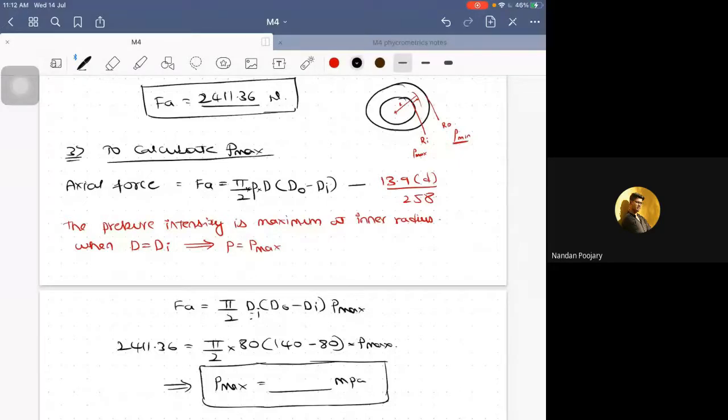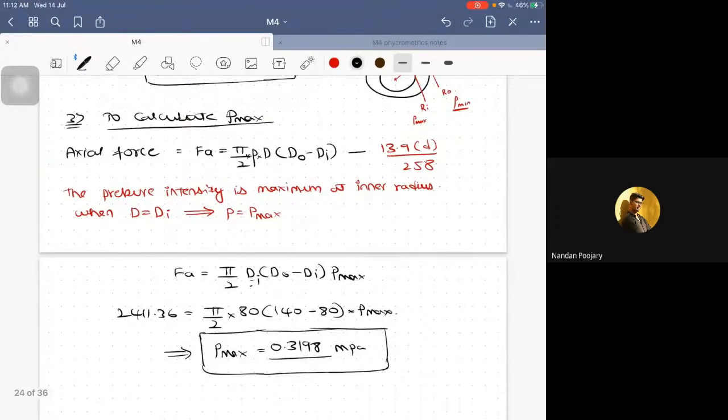Very good. Very good, guys. It is 0.3198 megapascals. So there ends your particular problem.